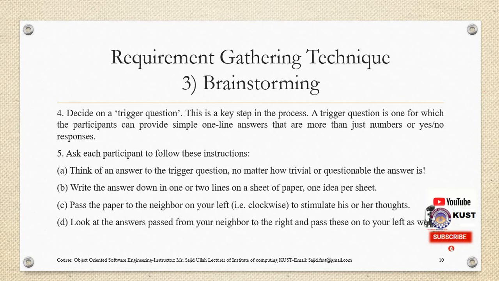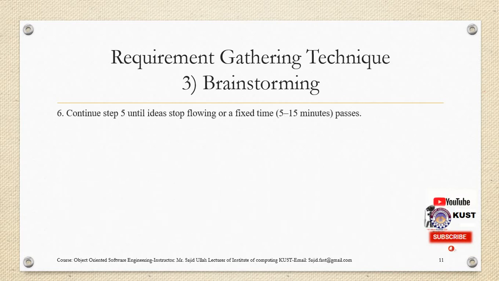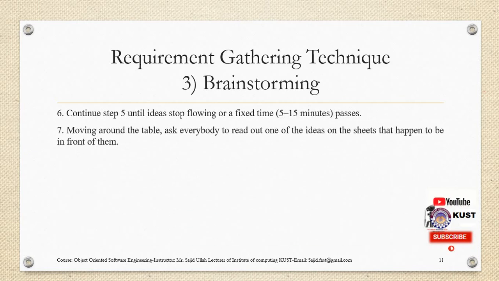Pass the paper to the neighbor on your left to stimulate his thoughts. Look at the answer passed from your neighbor on the right and pass these on to your left as well. Use the idea you read to stimulate your own ideas. Continue step 5 until ideas stop flowing or a fixed time of 5 to 15 minutes passes.